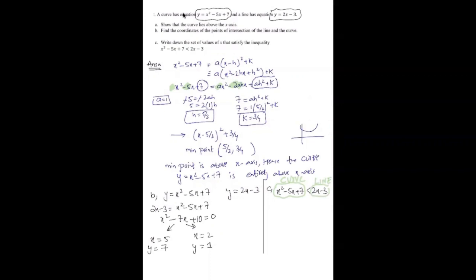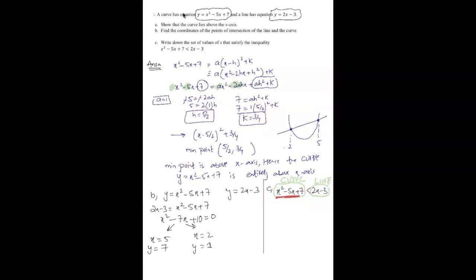So just think about this. I have a curve and a line. They are intersecting at 2 points. The intersection points were 2 and 5, right? This point is 2 and the next point is going to be 5. So for what range of values of x is the curve below the line, 2x minus 3?